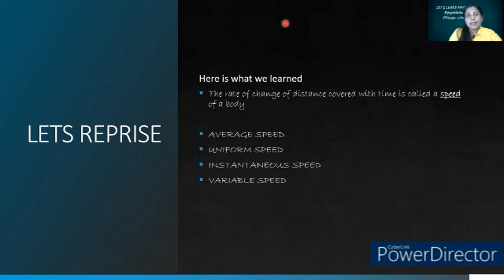Now, before we end, let's recap what we have studied. Here is what we have learned. The rate of change of distance covered with time is called the speed of the body. The average speed, uniform speed, instantaneous speed, and variable speed are different types of speed. And lastly, we have gone through different situational sums and solved them. So I hope you are confident enough to deal with any sort of speed you come across, and join me in the next video to learn about velocity.